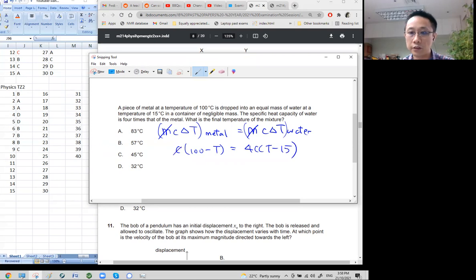And you can now cancel the c's and then just expand. Equals 4t minus 60t. 160 equals 5t. 32.